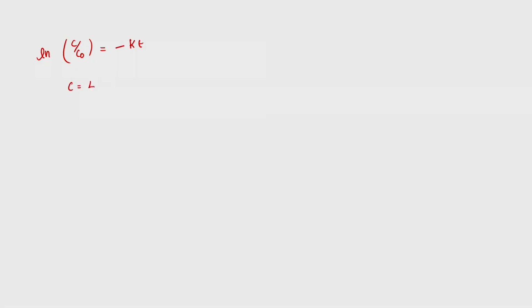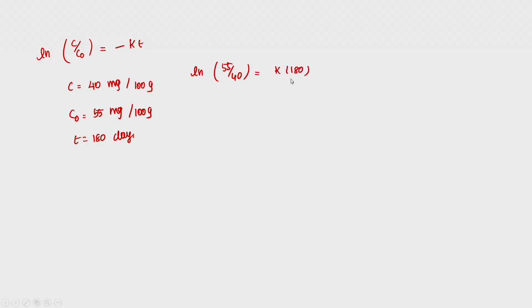The C is right now 40 milligrams per 100 gram, C naught is nothing but 55 milligrams per 100 grams, right. So, t is given as 180 days. So, which is nothing but ln of 55 upon 40, which is nothing but K into 180. So, the K turns out to be 0.00177 day power minus 1. Okay. So, this I refer to as K2, right.